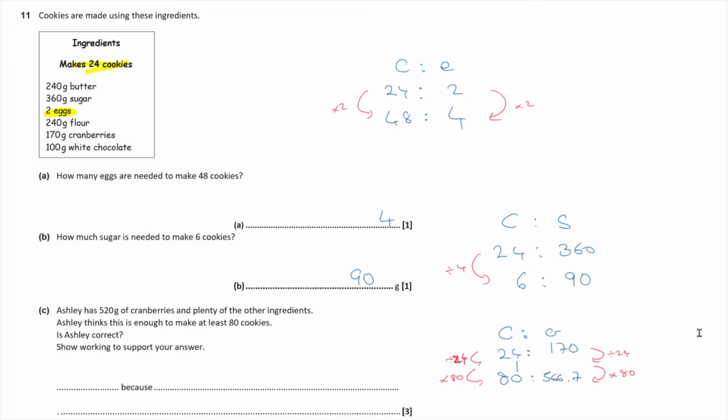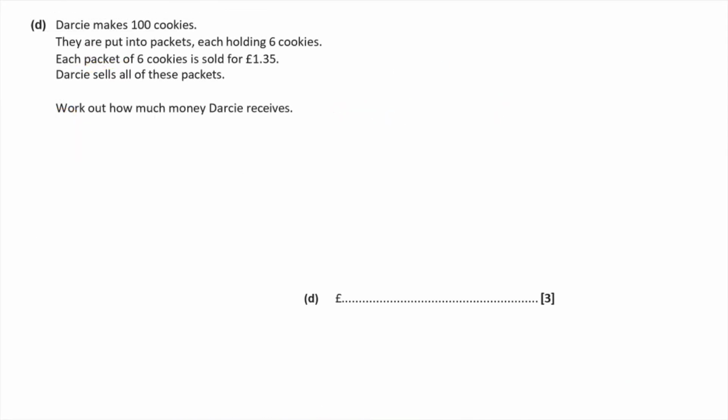Okay, so do I have enough cranberries if I've only got 520 grams? I don't have enough, do I? I need 566 2/3. So is Ashley correct? No. Why? Because 80 cookies requires 566 2/3 grams of cranberries, and I don't know if Ashley is a boy or a girl. I'm going to go for girl, and she only has 520 grams.